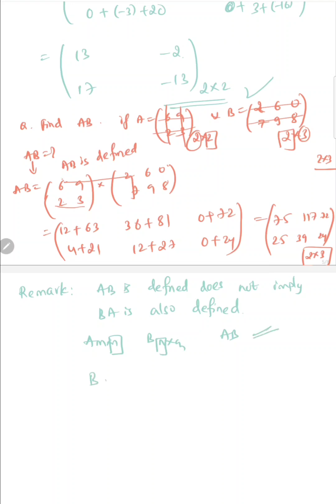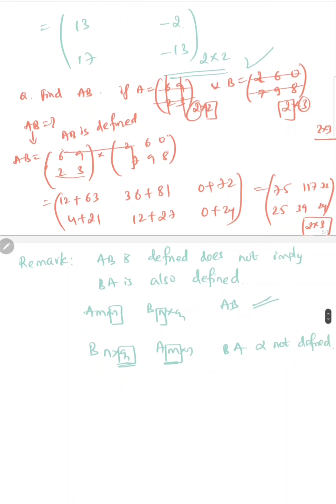But we can check B into A. The number of columns of the first matrix is equal to q, but the number of rows of the second matrix is m. Therefore, B into A is not defined. So there is no need that if AB is defined, then BA is also defined. AB and BA will be defined only when both cases happen. Suppose A is a matrix of order m by n and B is a matrix of order n by m, then AB is defined. Similarly, we take BA, here also BA is defined.